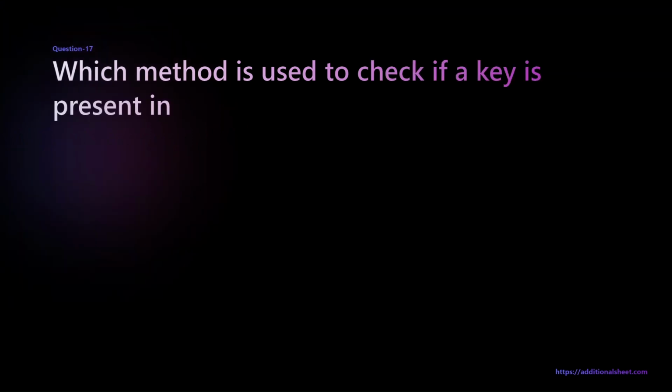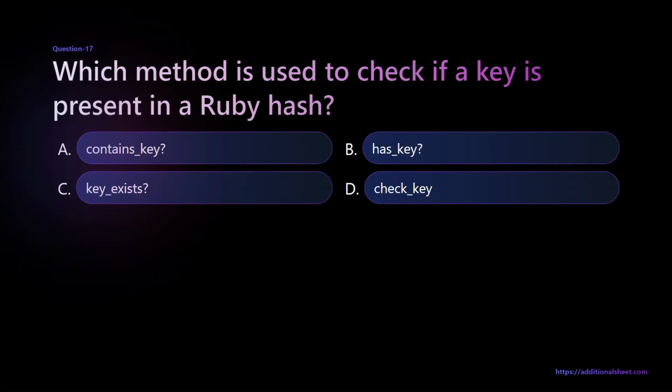Which method is used to check if a key is present in a Ruby hash? Option A, contains key. Option B, has key. Option C, key exists. Option D, check key.